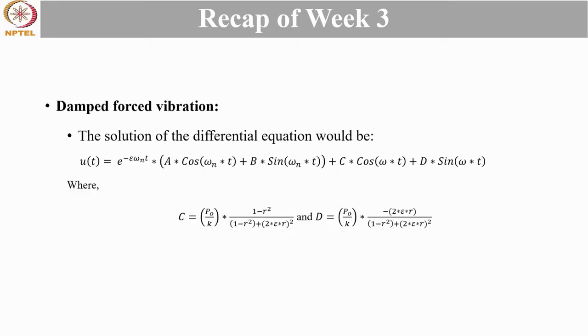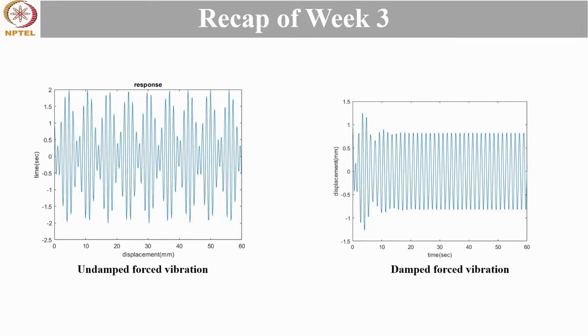And for damped vibration, the solution of the differential equation comes as follows, where again there are two parts: the steady state response part and the transient response part. And the values of constants C and D are given as per the equation, and A and B depend upon the initial boundary conditions. We saw several problems related to undamped and damped forced vibration in a single degree of freedom system, and also wrote a MATLAB code for the same.